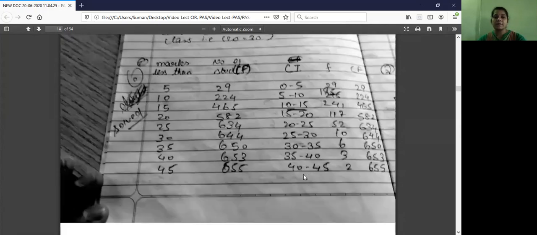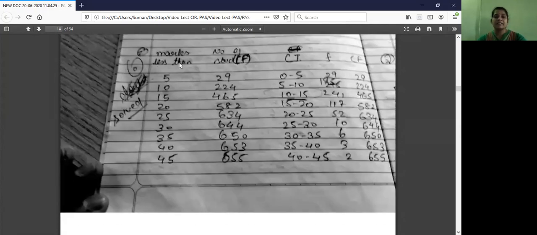So the CF just greater than n by 2, which is 50, is 64. The corresponding class is the median class, that is 20 to 30. So our final answer is 24.814. Got it?